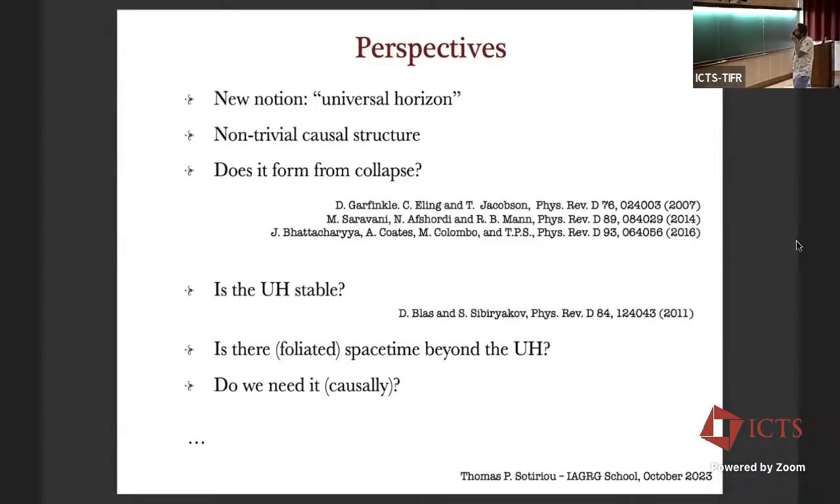Okay, so some perspectives. Obviously the new notion here, and I think an unexpected notion before it was first encountered, is the notion of a universal horizon, and the fact that you can have black holes without special relativity. The causal structure is highly non-trivial. There is a lot of discussion about how that thing forms from collapse. Can I take these theories, collapse something, and form the universal horizon?